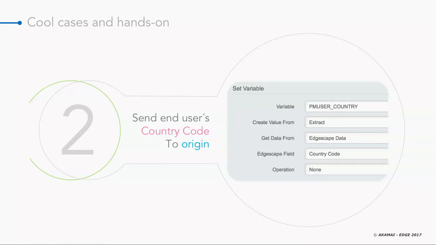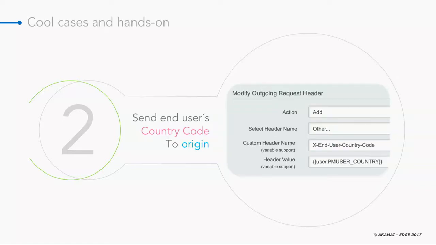In this case, we're going to show you how to send to the origin the country code of the end user using PM variables as well. First, you have to set the PM variable. We're going to extract the value, and we're going to put it on a PM user country variable from our Edgescape data. That's the country code that's going to be extracted. And going forward to the origin, we're going to add a header. The interesting part here is that we're going to use the PM variable in the field header value. The previous one is only the header name. And in the header value, we're going to put the country code of the end user.